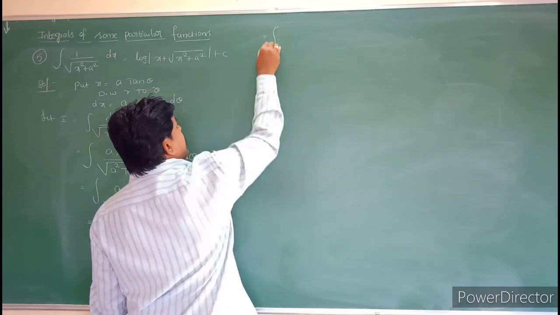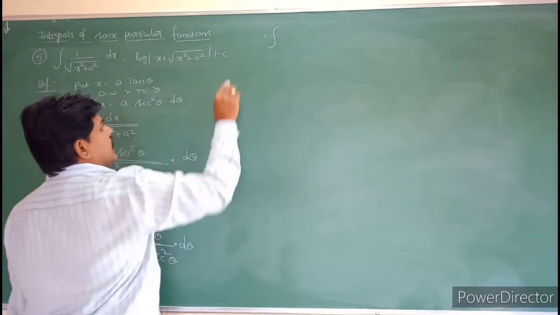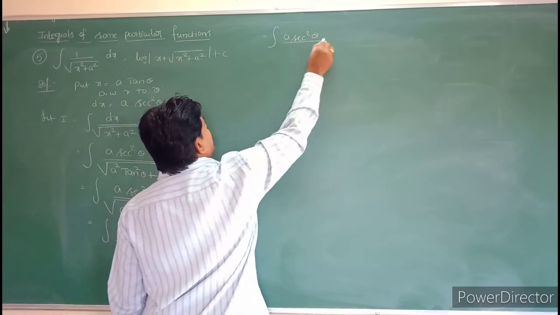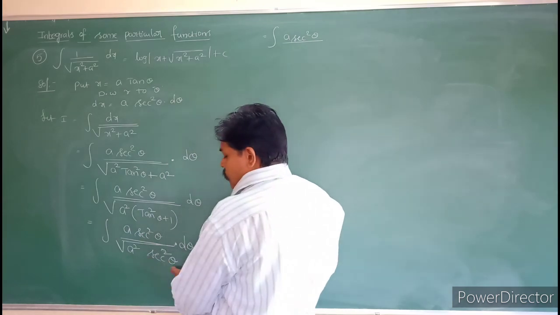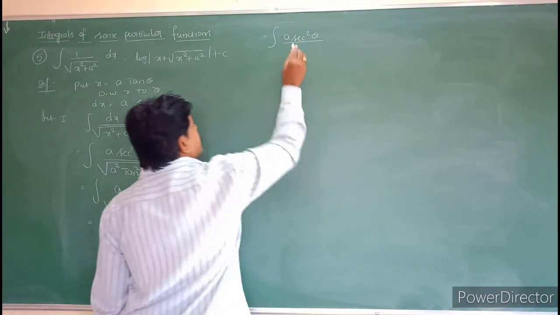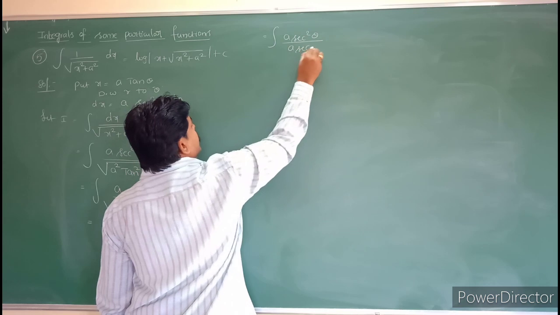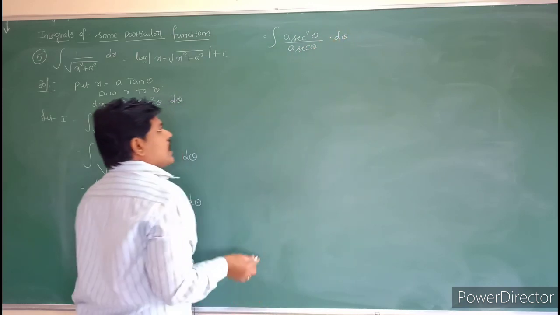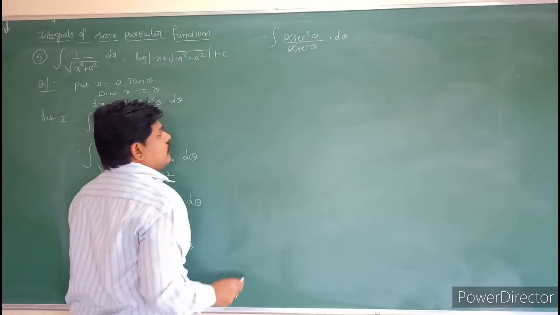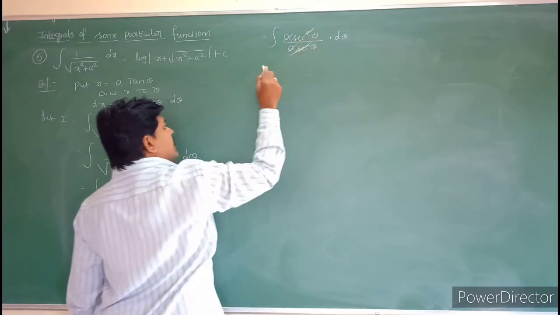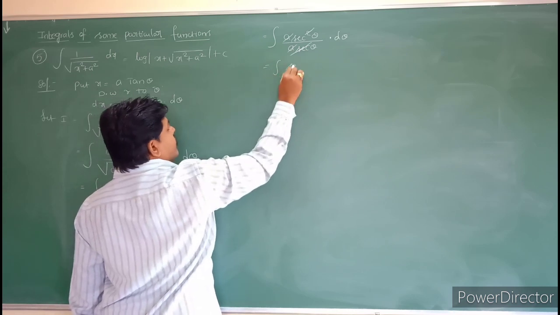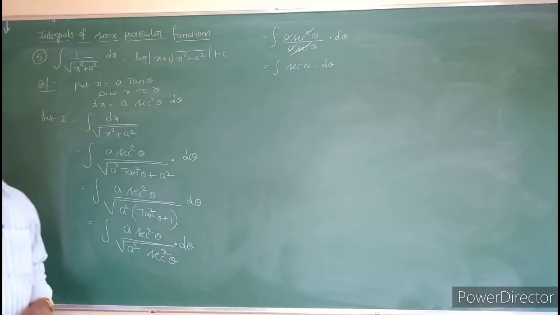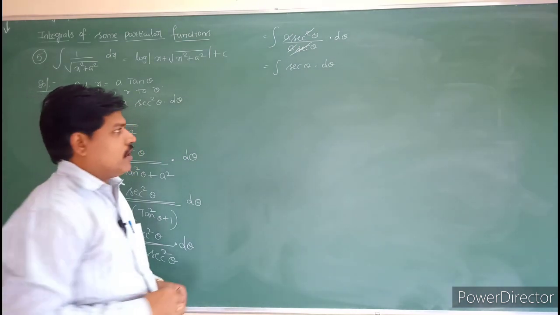So that is equal to integral of a secant square theta by a square and the root will be cancelled for both the terms. It will become a secant theta into d theta. So what happens, students? The a will be cancelled, and the square root and the secant theta will be cancelled. Integral of secant theta into d theta. Same formula you are getting here.